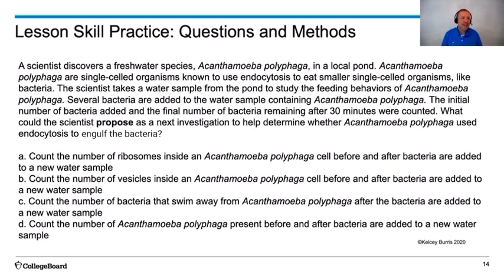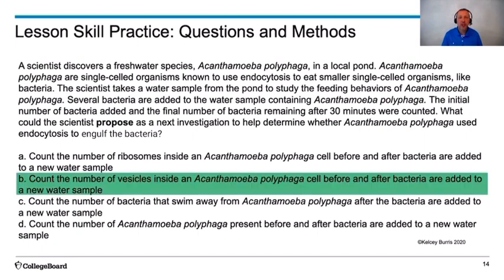Welcome back. In this question, you were looking at what could the scientists propose as a next investigation to help determine whether the organism used endocytosis to eat the bacteria. After reading through the choices, you should have come up with B as the best answer because the number of vesicles before and after would indicate an increase in endocytosis occurring, so the increase of eating more organisms and more bacteria.